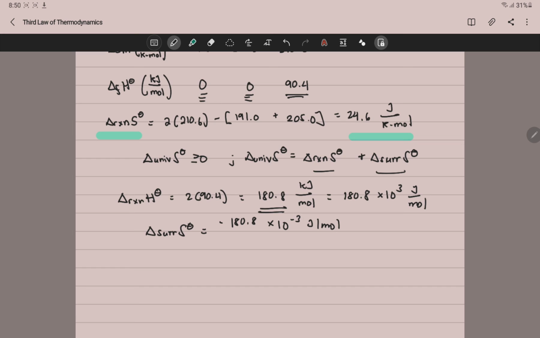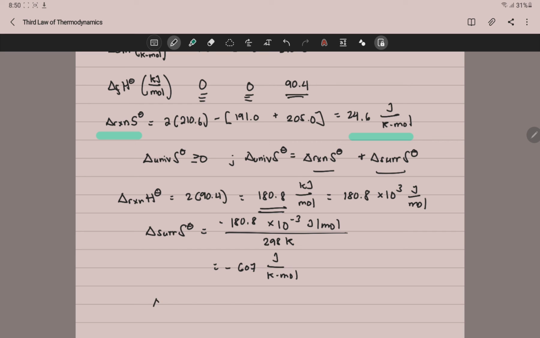So, that's how we calculate your entropy. So, ang temperature dito is 25 degrees, right? Or 298 Kelvin. Okay, so the answer here is negative 607 joules per Kelvin mole.